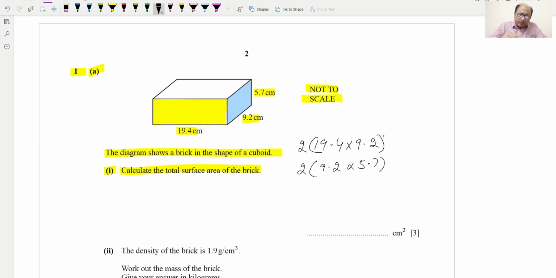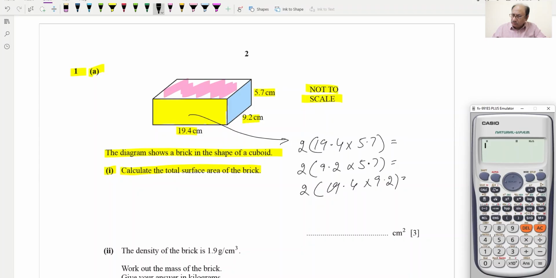The third side will be top, and top will be this one and bottom, and top and bottom we can write 2 into 19.4 into 9.2, basically. First we will take 5.7, this will be this dimension and the opposite side, and the top will be 19.4 multiplied by 9.2. So these dimensions we will multiply and then add.